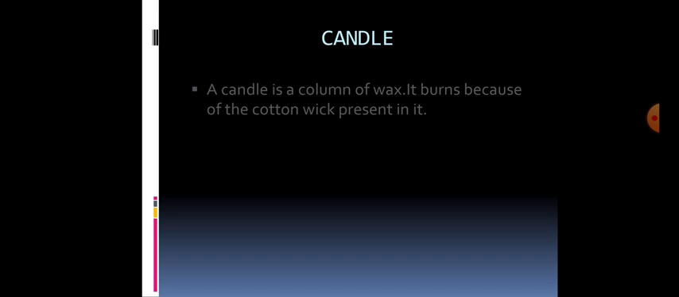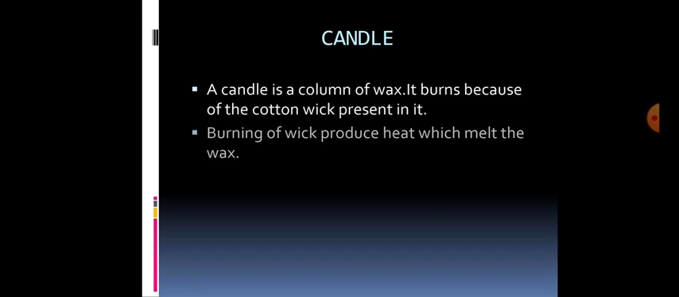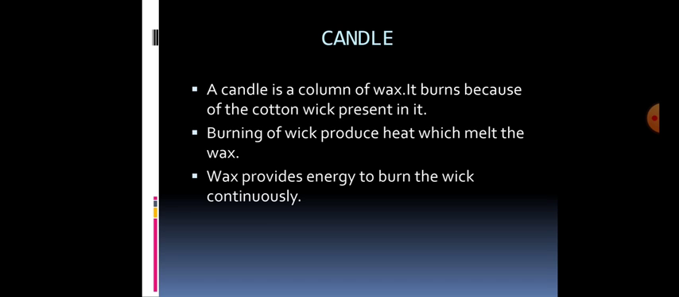Now, after learning about fuel, let's know some more about the candle. Why should we know about the candle? Because it explains to us the process of burning and the flame. A candle is a column of wax. It burns because of the cotton wick present in it. Burning of the wick produces heat which melts the wax, and the wax provides the required energy to burn the wick continuously.